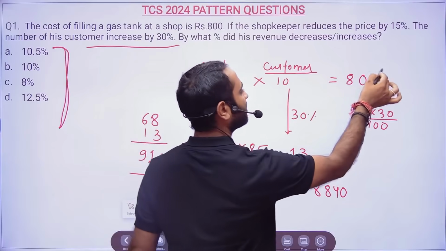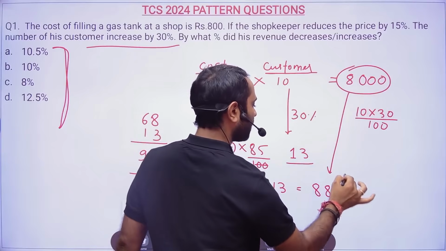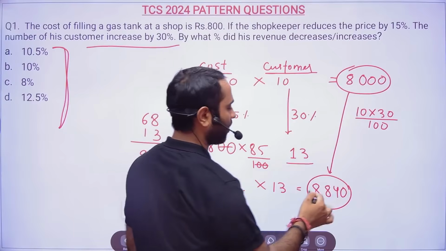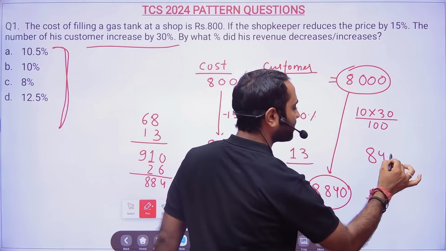So earlier it was 8,000 total revenue. Now the revenue generated is 8,840. So basically 840 rupees is the profit.